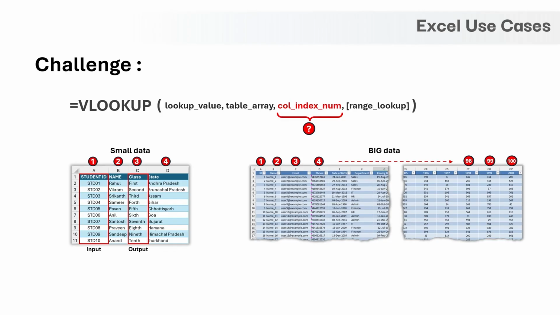We can select the table array real quick using some shortcut keys, but when it comes to the column index number, we cannot count it because we have a huge number of columns in the data. And unfortunately, in the real world, this is the real scenario we face. I hope you understood the problem.